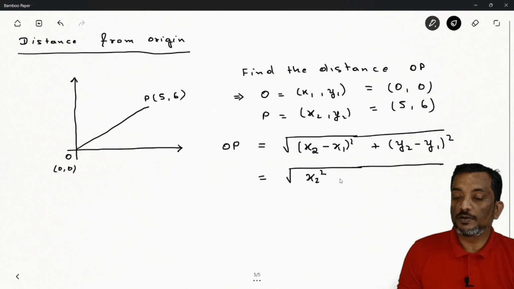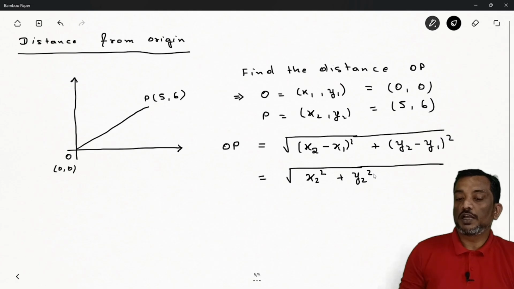x2 whole square plus y2 whole square, because if we substitute the x1 and y1 values, it will automatically come to 0. So OP is equal to how much? Simple, you can put the x2 values. So x2 is 5 square and plus 6 square.